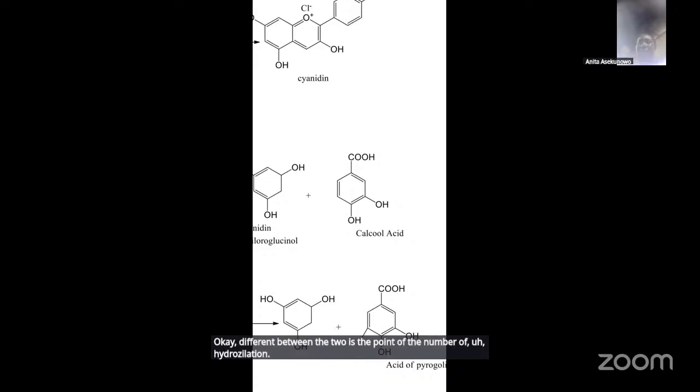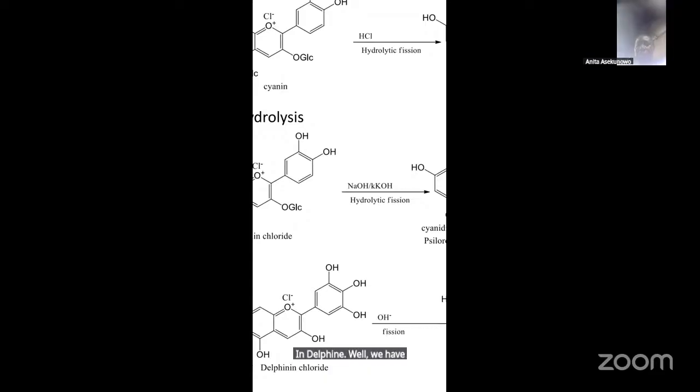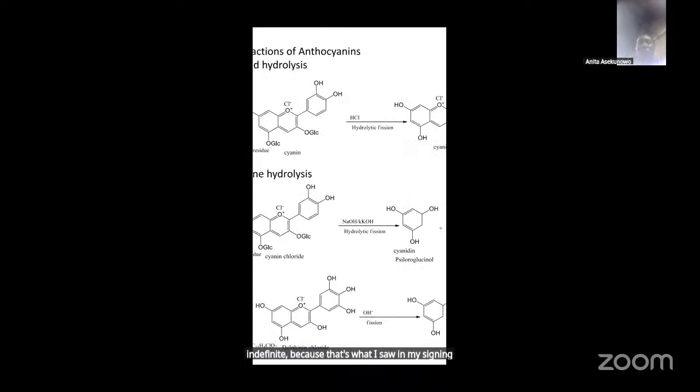The difference between the two is the number of hydroxylations in the compound, but the same thing happened. The same place we have an acid, the same place we're going to have an acid. Any other thing is alcohol, because we have 3 hydroxy groups in delphinin, while we have 2 in cyanin. So whenever you're looking at this, what you're supposed to look at is: what is happening and what am I forming? I cannot come and use the 2 hydroxylation pattern in delphinin because that's what I saw in my cyanin. So that is all you need to know about the reactions, which is acid and alkaline hydrolysis of anthocyanin.